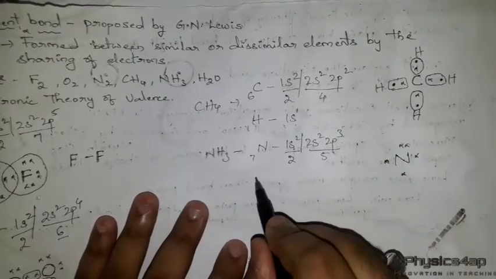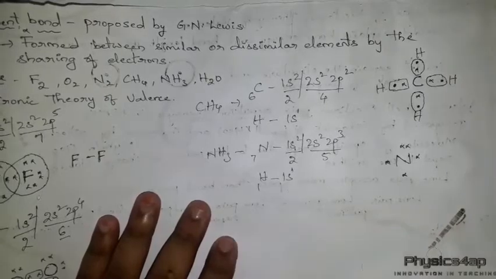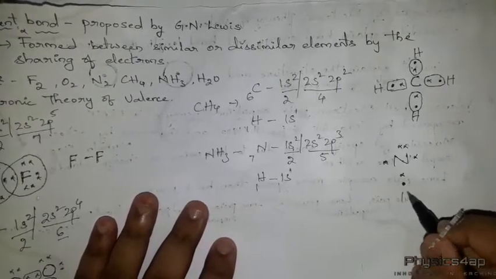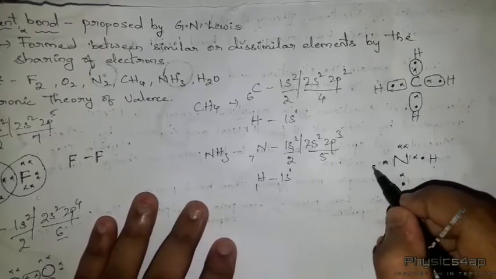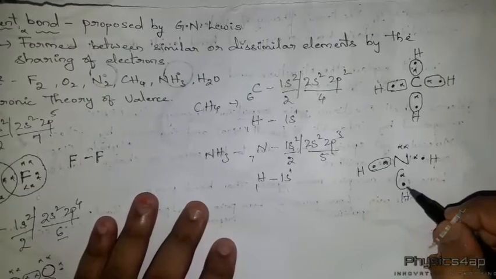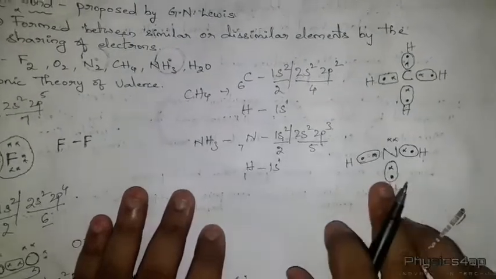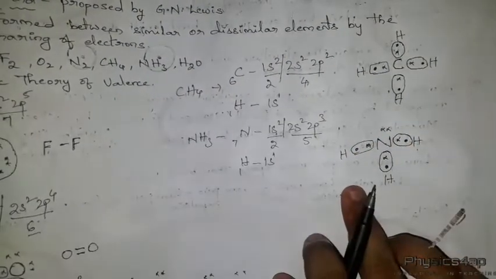Now we take the hydrogen, as 3 hydrogens are there. The electronic configuration is 1s1, so 1 electron. So 1 hydrogen here, another hydrogen here, and another hydrogen over here. Here we have one bond pair, here a bond pair, and here another bond pair. This is the structure for NH3, ammonia, in dot structures.